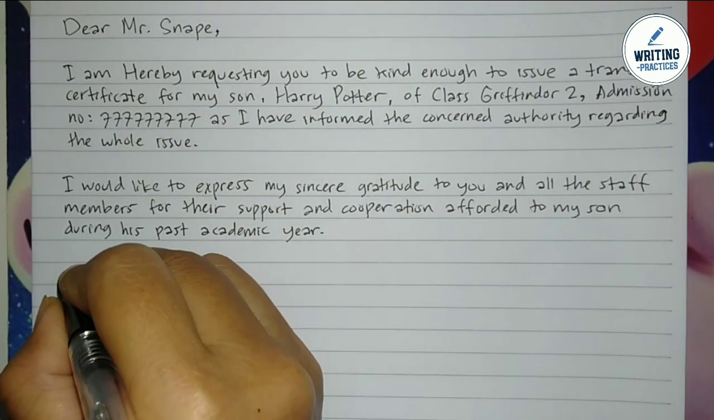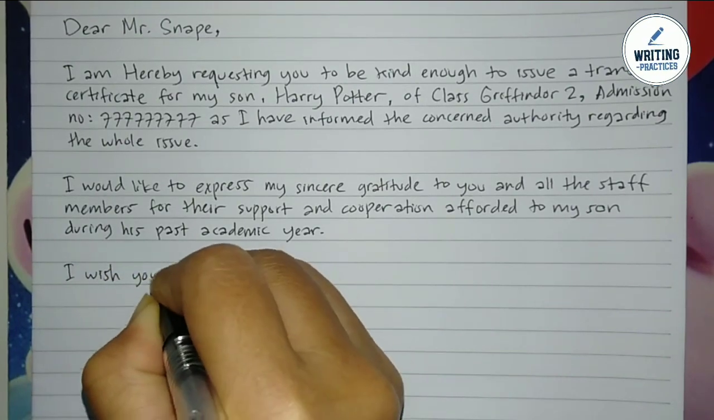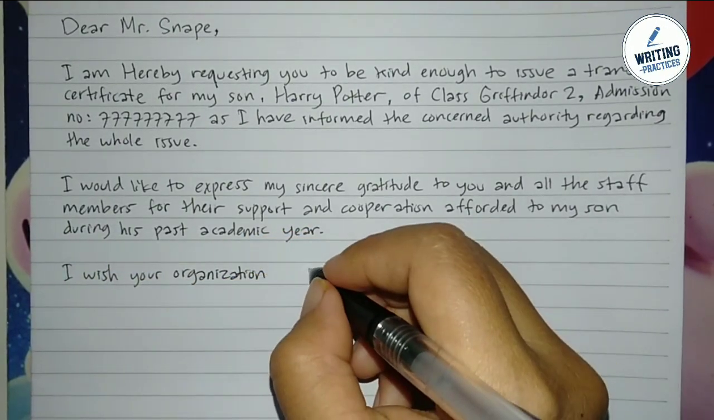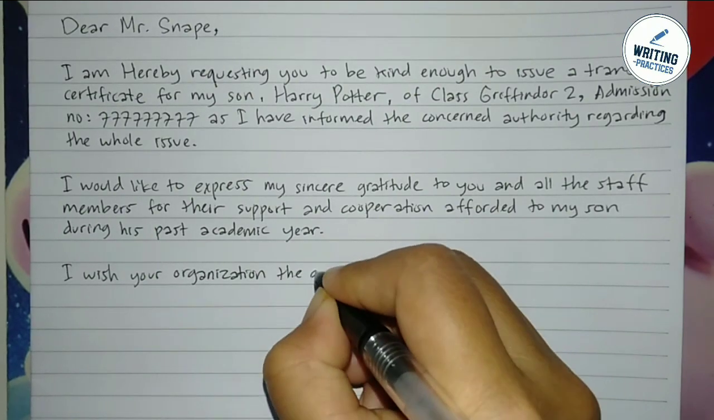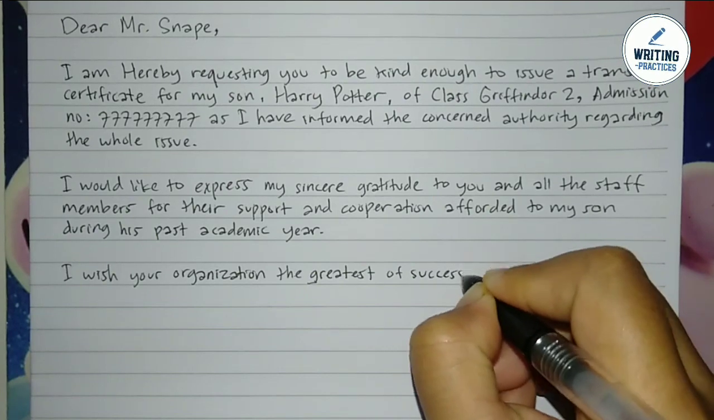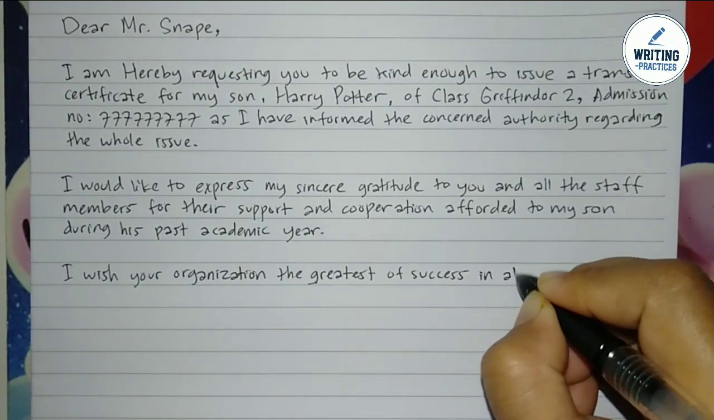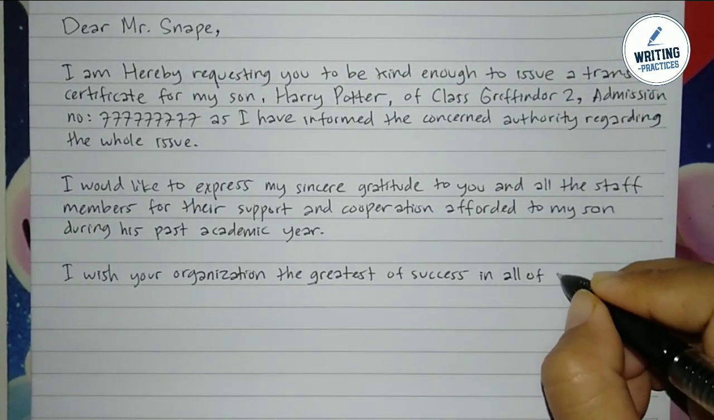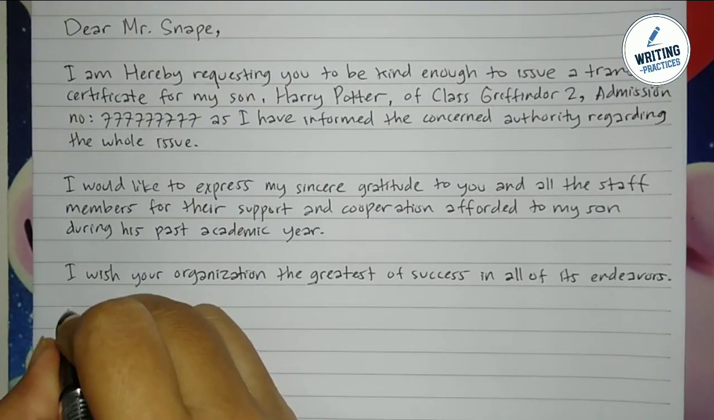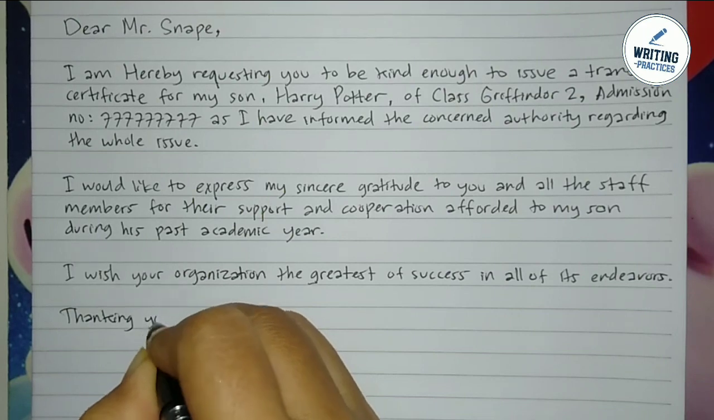And in the last paragraph, say something good for the school or institution. For example, you can write that you wish the organization or school or institution the greatest of success in all of its endeavors. And you can close it with thank you.